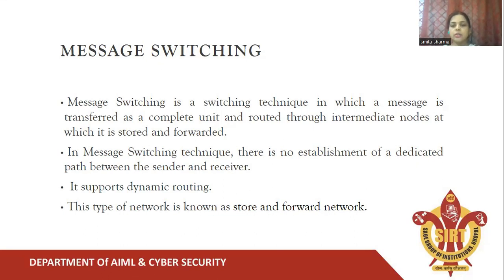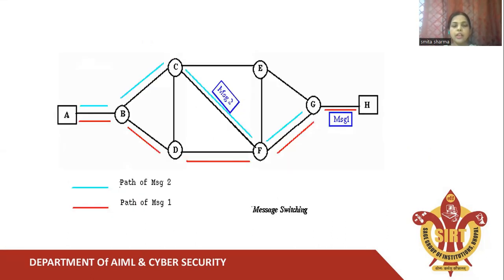Here we don't need to use a dedicated path between the sender and the receiver. It means the path can be shared among different data. We can also understand this through the diagram, where every message has its own path. They are not using a specific dedicated path between the sender and the receiver. Through red lines, we are showing the path used by message 1 to be sent from the sender to the receiver. Similarly, from A to B, the blue line shows the path used by message 2. It means they are not using a dedicated path between the sender and the receiver.